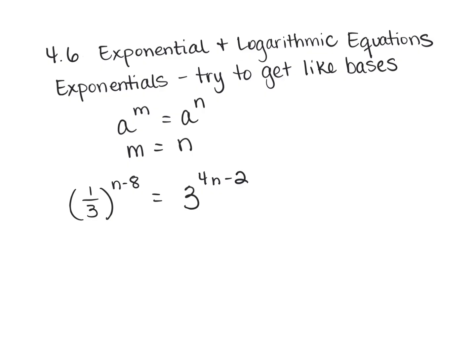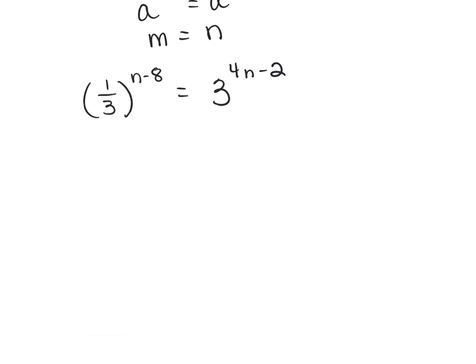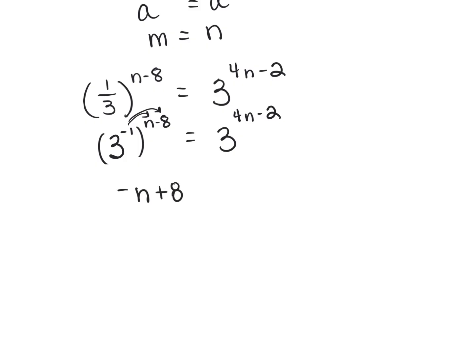So for this first example, we have 1/3 is raised to the n minus 8, and then we have 3 is raised to the 4n minus 2. So we're going to rewrite this as 3 to the negative first power. And then we still have our n minus 8. And on the right side, we still have 3, and it's raised to the 4n minus 2. So I'm going to distribute that negative to both of those terms. So I'm going to have negative n plus 8 is equal to 4n minus 2.